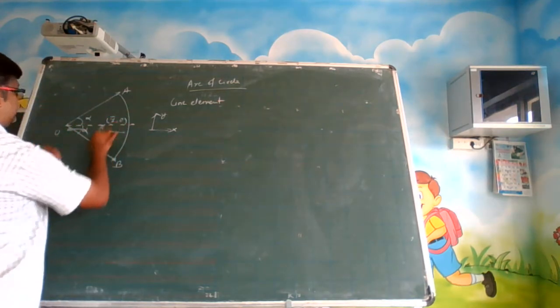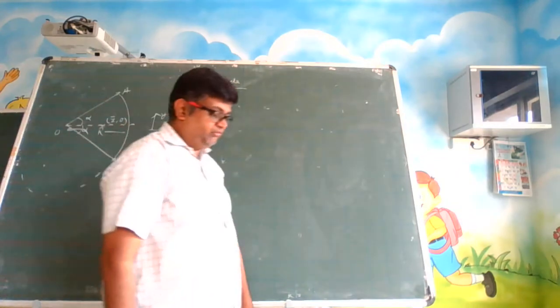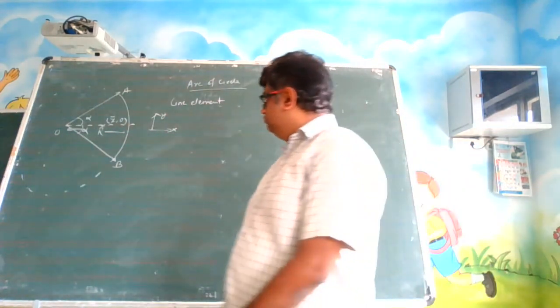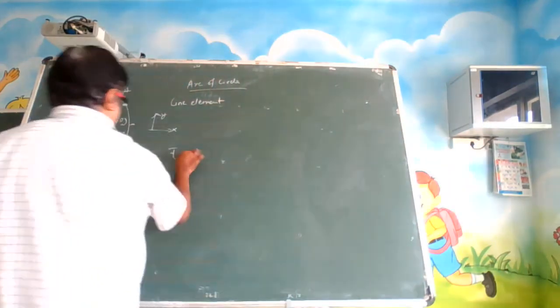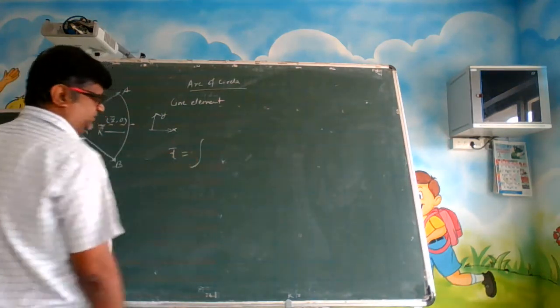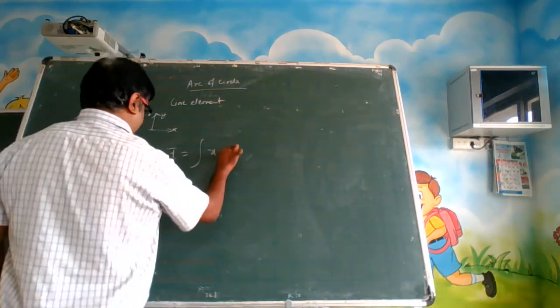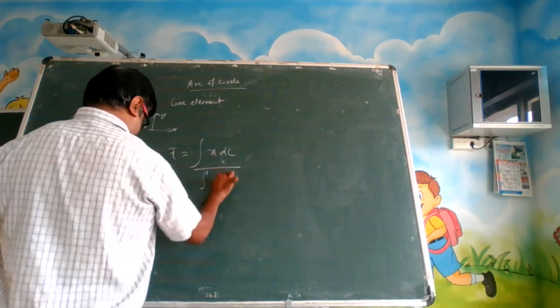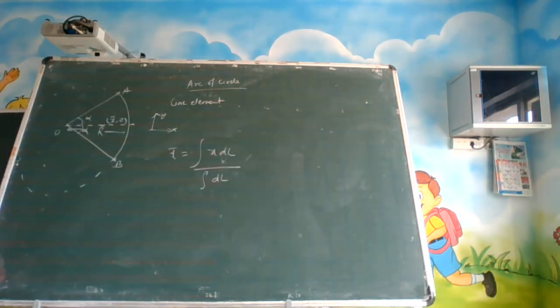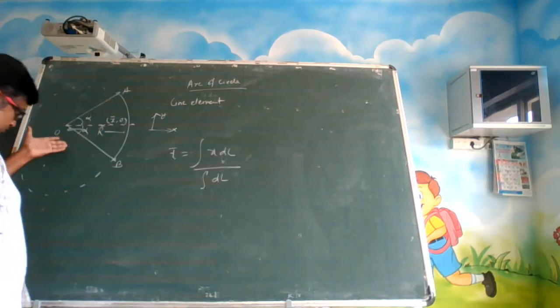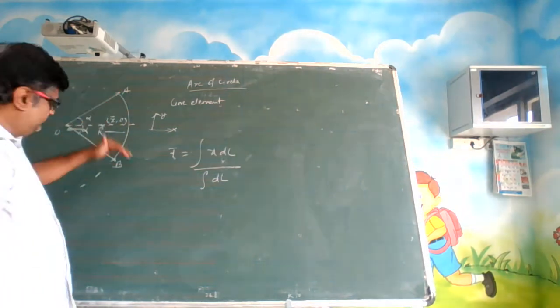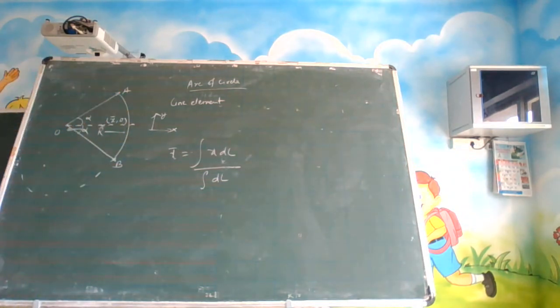It is X bar comma 0. We have to find out X bar. So X bar is equal to, refer to yesterday's equation, integral X dl divided by integral dl. So why are we not calculating Y bar here? Understood the reason? You have to calculate only the X bar.